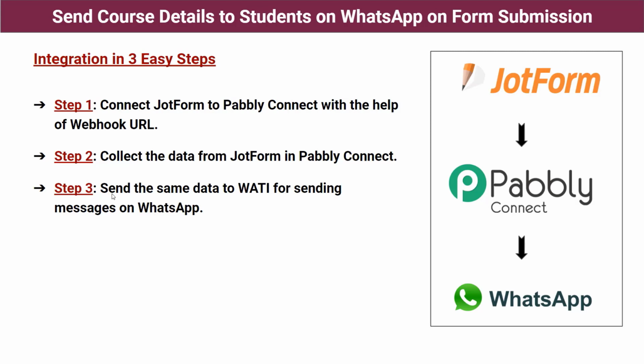Now here in the third step, we have to send the same data to Vati for sending messages on WhatsApp. Now here what we have to do is the data which is collected into Pabbly Connect from Jotform, we have to transfer the same data into Vati so that we can send message on WhatsApp. Now here your obvious question will be, Vati, what is Vati and why are we using it? So here let me tell you that Vati is the official API for WhatsApp. Why? Because we cannot send messages directly on WhatsApp. So to connect it with Pabbly Connect, we have to use a software which is Vati. Here we are using Vati to connect WhatsApp with Pabbly Connect. So further in the video, I'll tell you in detail about Vati.